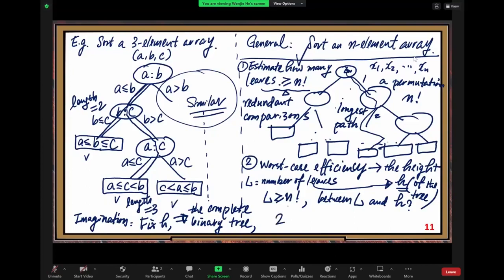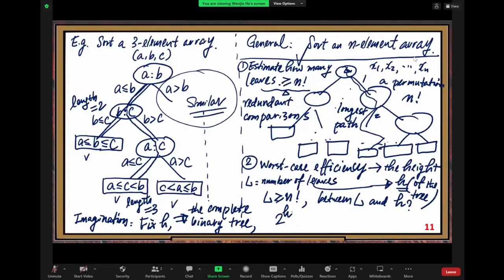2 to the h. So it's a power of 2. If you count from the root, if the root already touched the ground, if the root is a leaf, then you have 1, 2 to the 0, right? Then you have one more level, 2 to the first. Another level, 2 to the second, height equals 2, and so on. So when the height equals h, the number of leaves is 2 to the h.